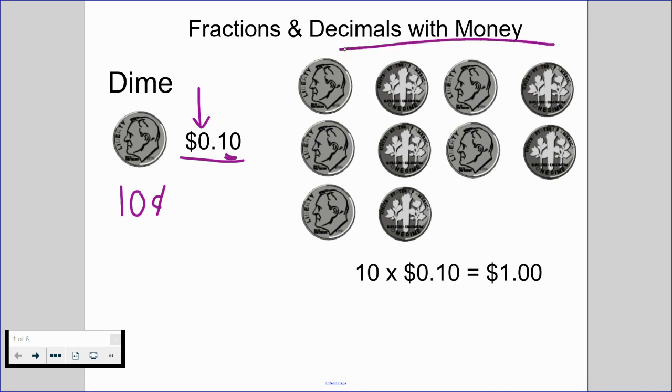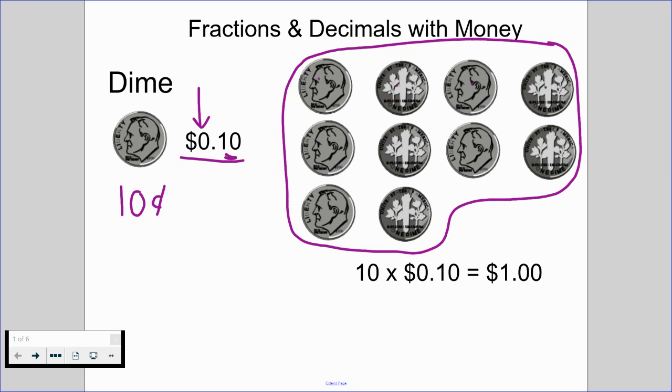Over here, you see a group of dimes. If you were to count them, 1, 2, 3, 4, 5, 6, 7, 8, 9, 10, you would notice there are 10. 10 dimes, each worth 10 cents. We know 10 times 10 is equal to 100. So 10 dimes is 100 cents or $1. So here's a way to think about this. A dollar has 10 dimes. 1 out of the 10 is 1/10.